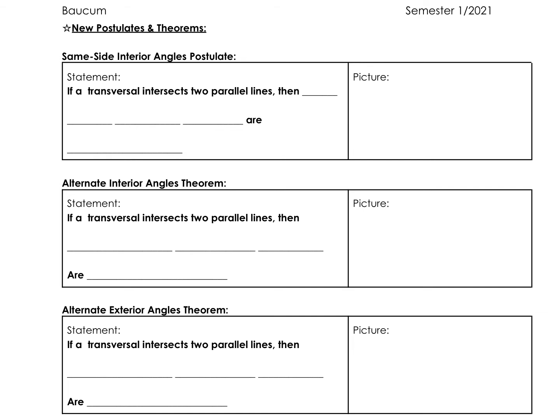If a transversal intersects two parallel lines, same side interior angles are supplementary. There's another vocab word. If you don't know your vocab, that's a problem. Supplementary means adds up to 180. So here's what this means in a picture.